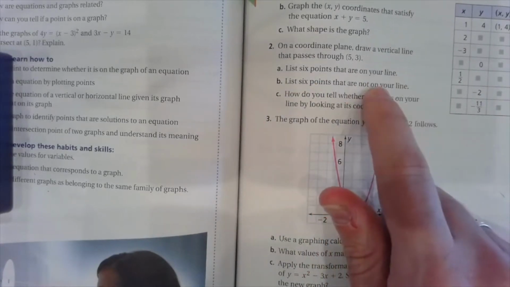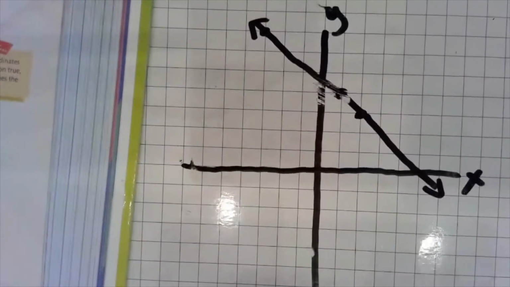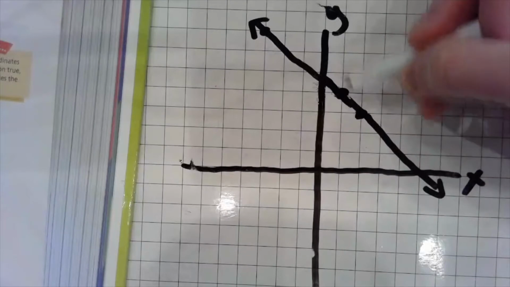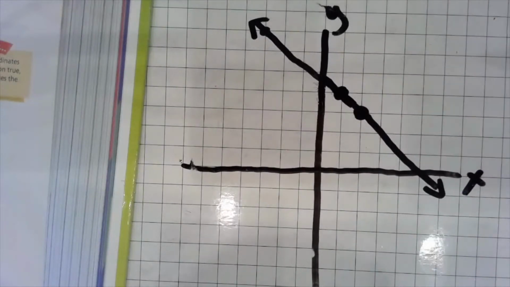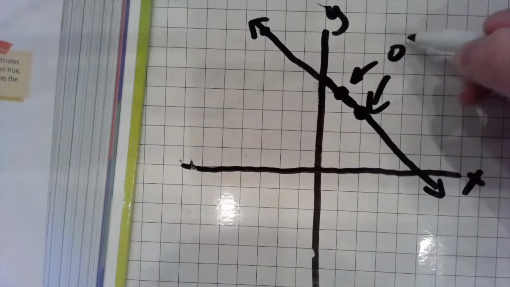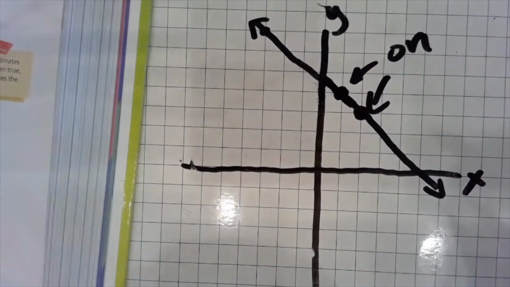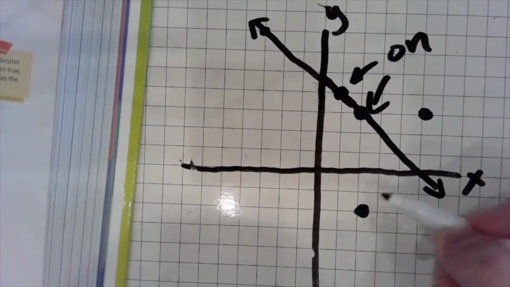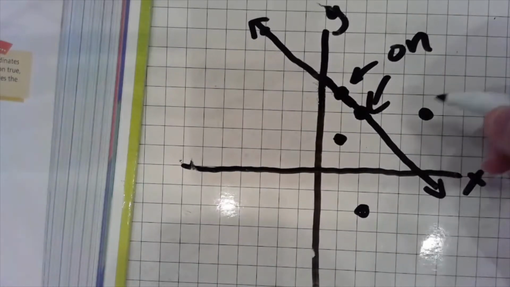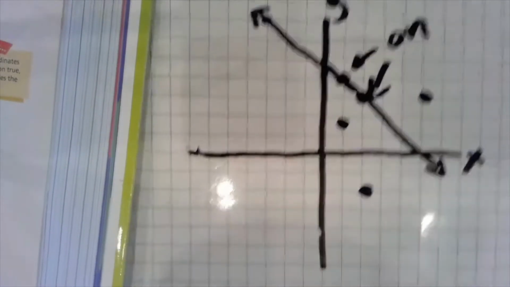Well, for a point to be on a line, it has to be like this one, or this one. That's bothering me, I need to fix it. Or something like that. Those points are on the line. A point that is not on the line would be over here, or down here, or in the middle there, or something like that. Those are certainly perfectly good points, but they are not on the line. Okay, so that's what they mean by on and off.